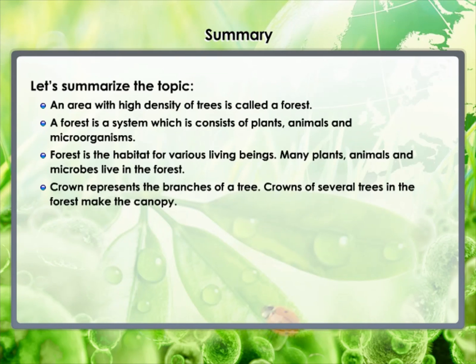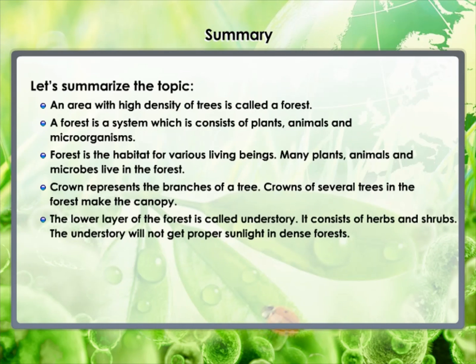Crown represents the branches of a tree. Crowns of several trees in the forest make the canopy. The lower layer of the forest is called the understory. It consists of herbs and shrubs. The understory will not get proper sunlight in dense forests.